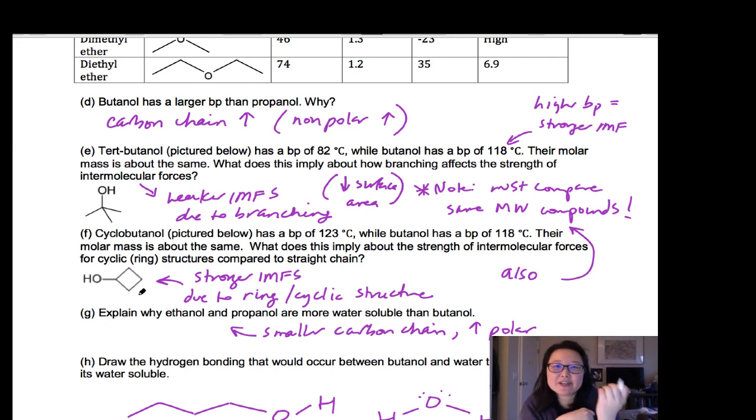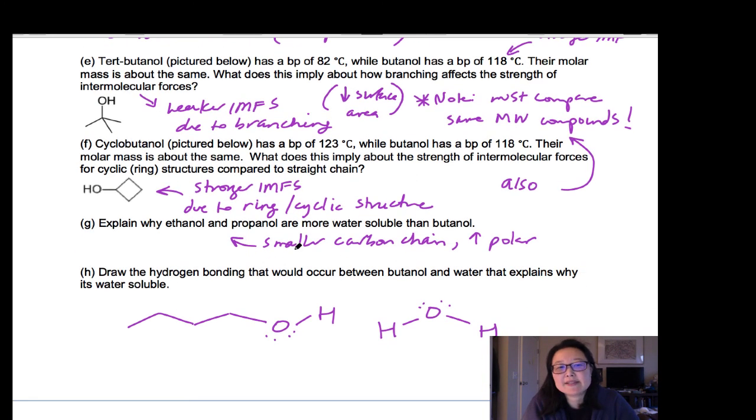If a ring structure looks like it's got a lower surface area, how come it can have a stronger intermolecular force? The reason behind that is, with the rigidity of a ring, you have the ability of stacking to occur. And when stacking occurs, it's like a pile of plates. They're really good at stacking on top of each other, so that increases the strength of their intermolecular forces.